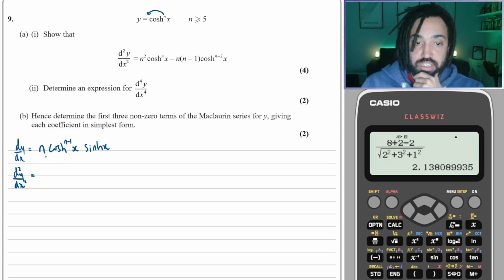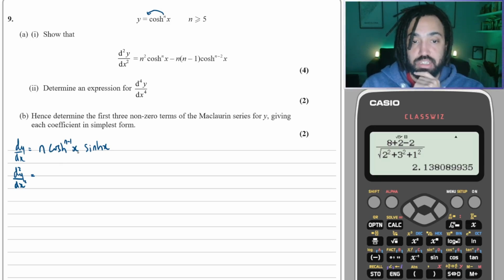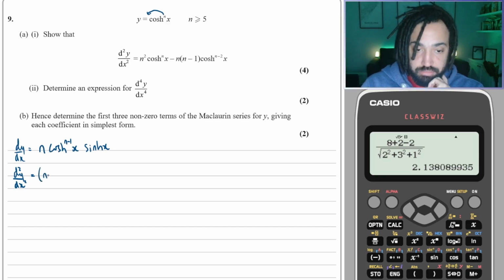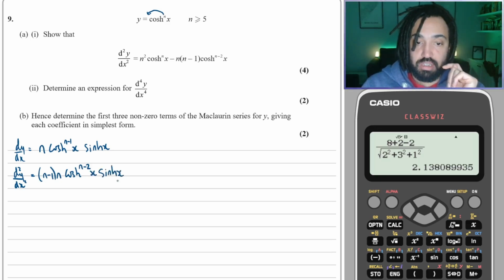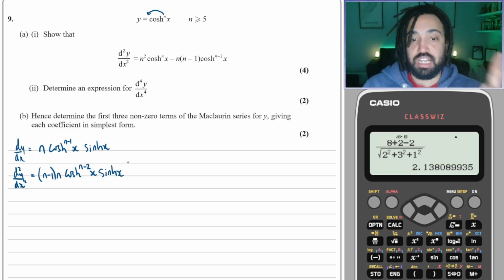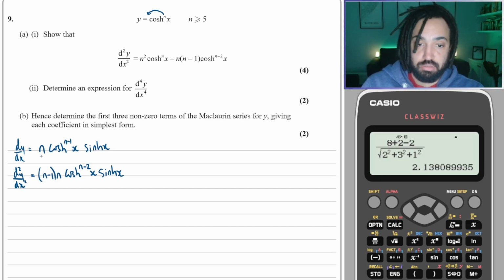So the first bit, which is the n cosh^(n-1) of x. The n minus 1 power comes down. We write out the function cosh again, but we drop the power down by 1, and then we multiply that by its derivative. So that is me differentiating that, and then I need to multiply that by the second part. So this is the first part, and this is the second part.